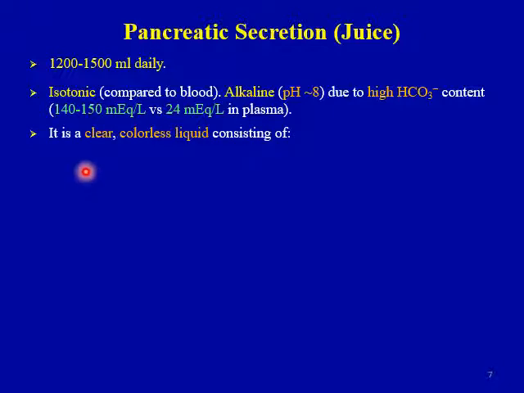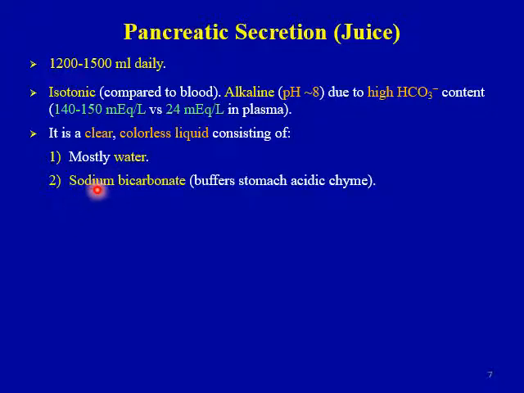The pancreatic juice is a clear, colorless liquid composed of water. As we know, most body secretions are composed mainly of water. Number two, sodium bicarbonate, which acts as a buffer for the acidic chyme in the duodenum. Then we have many enzymes in the pancreatic juice.